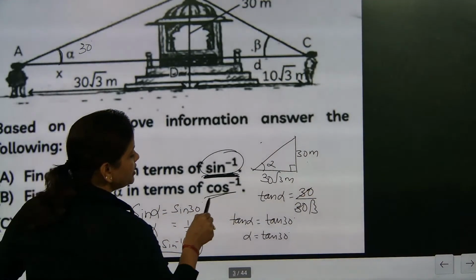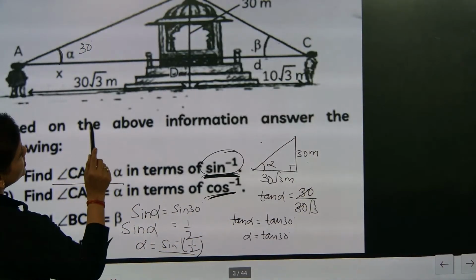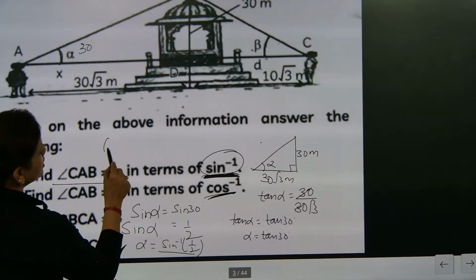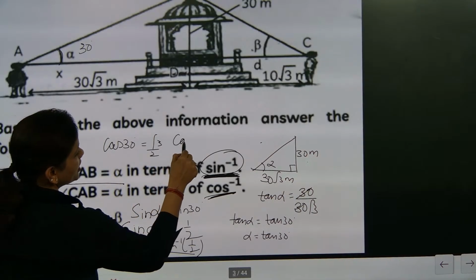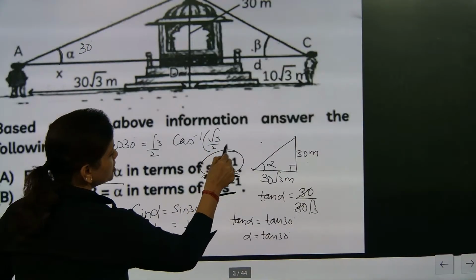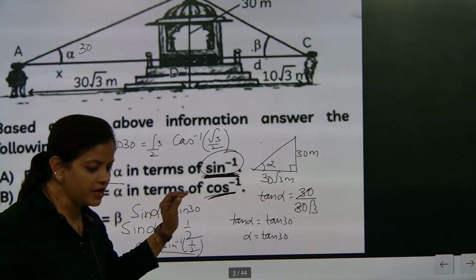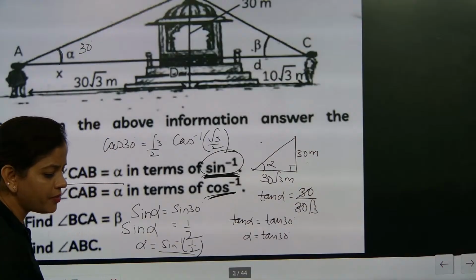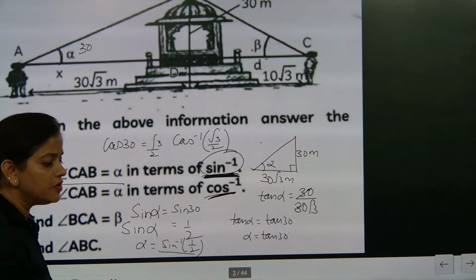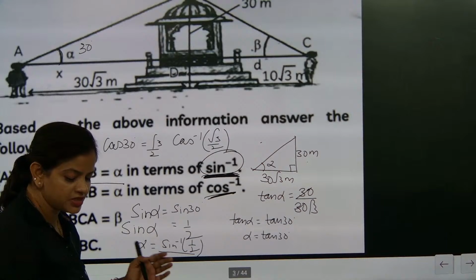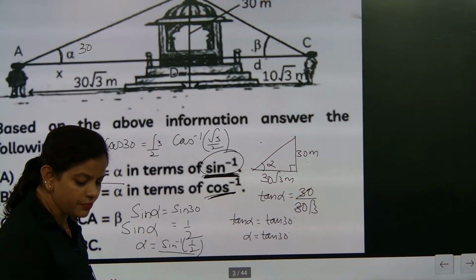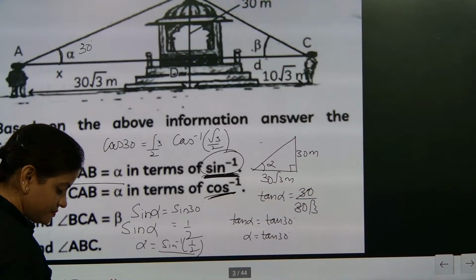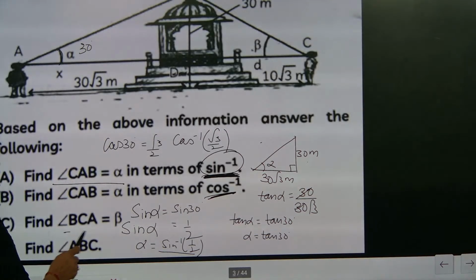But when they ask in terms of cos inverse, what happens? Cos 30 degree. What is the cos 30 degree value? That is root 3 by 2. Beta, it will become cos inverse root 3 by 2. Easy? So like this you can attempt. Okay, Mateshwar, solve these pattern questions, so that if by mistake they ask particular questions, you will be able to answer them. Understood or not?